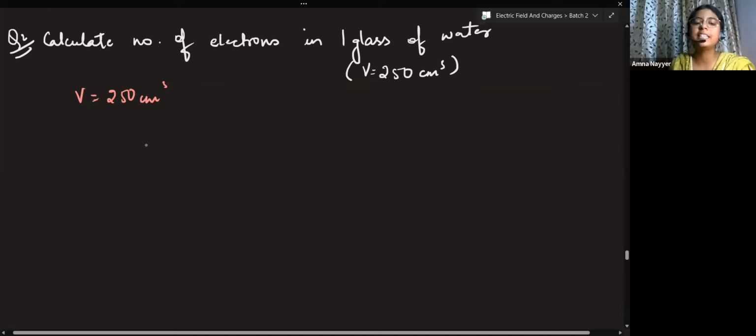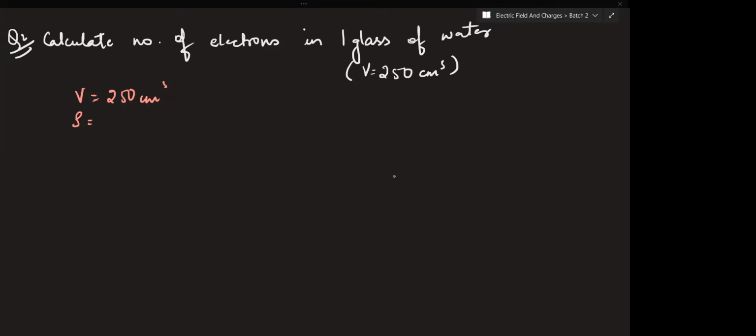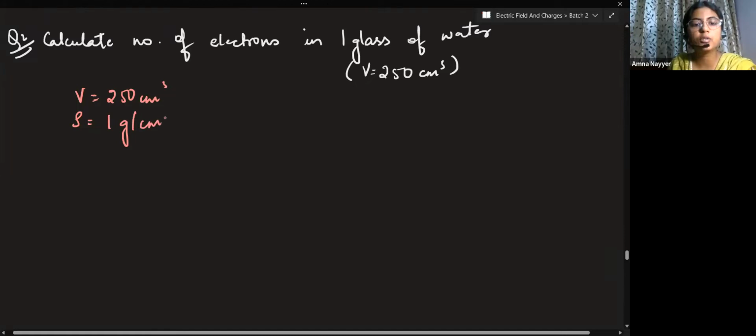And in CGS, this 1000 is kg per meter cube. In CGS, anyone? CGS unit of water? 1, right? It's 1. This is 1 gram per centimeter cube. In CGS, the density of water is 1 gram per centimeter cube. In SI unit, it is 1000 kg per meter cube.